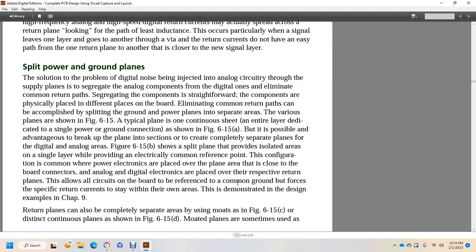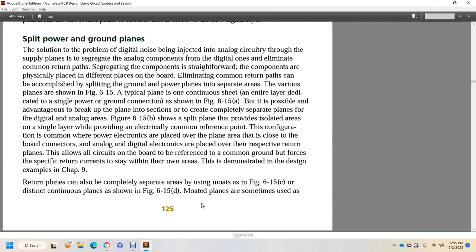Figure 6.15B shows the split plane, which provides isolated areas on a single layer, providing an electrically common reference point. In this configuration, the analog and digital electronics sit over their respective return planes, with the circuits on board referenced to the common ground. Forcing the split means the return currents stay within their own area, as demonstrated in the design example in chapter 9.